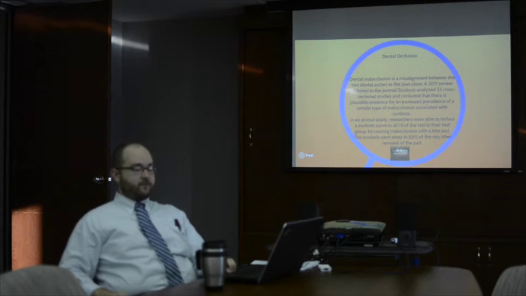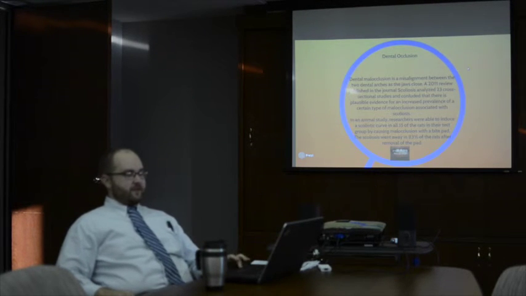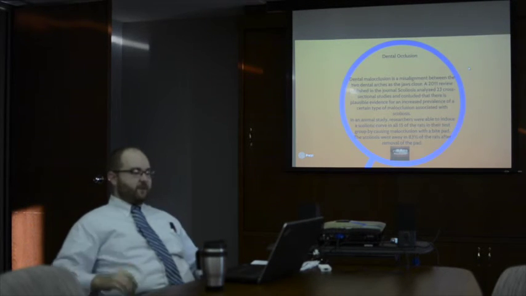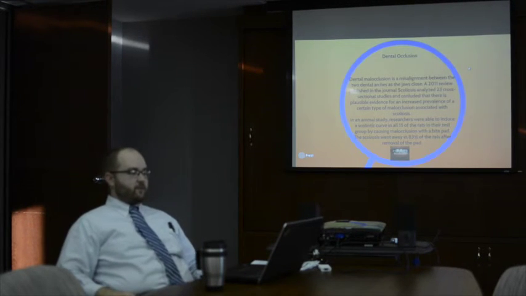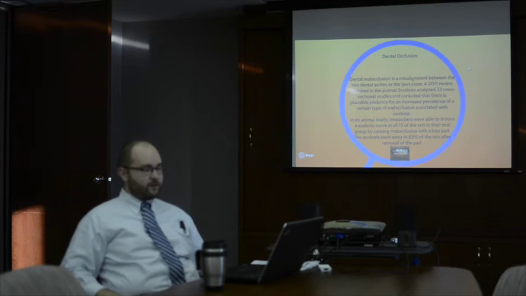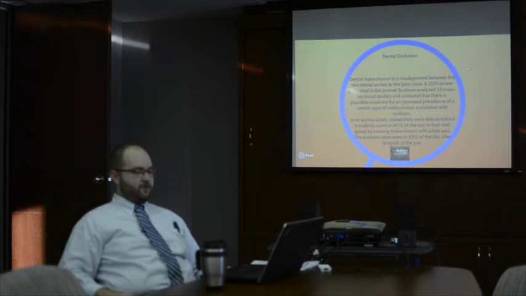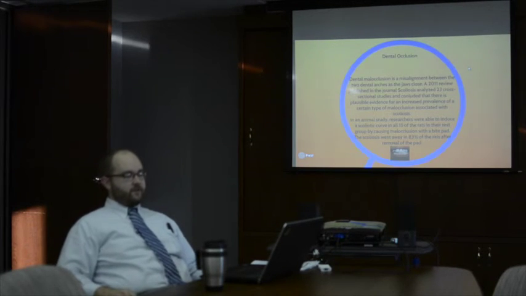All right, now here's where you might want to start putting your bagel down and walking toward the door. So dental occlusion. Dental malocclusion is misalignment of the jaw, basically, or where the teeth do not fully close. And a 2011 review published in the journal Scoliosis analyzed 23 cross-sectional studies and concluded that there is plausible evidence for an increased prevalence of a certain type of malocclusion associated with scoliosis.